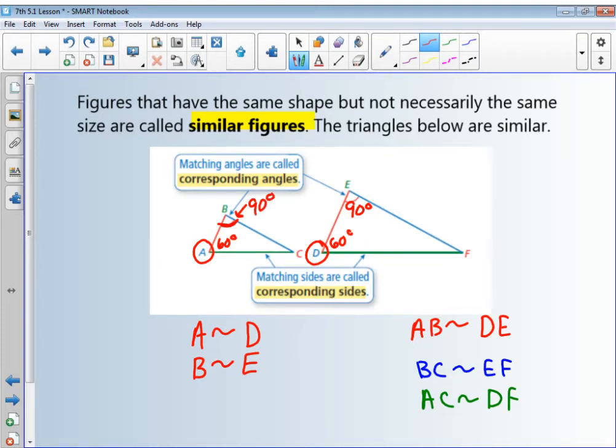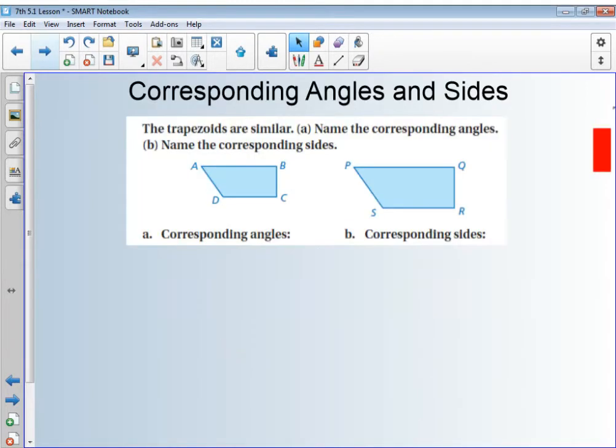Similar figures have the exact same angle measures. Our last set of corresponding angles would be C corresponds to F. And once again, if I knew that F was 30 degrees, then that means that C is also 30 degrees. If they correspond to each other and they are similar figures, then their degree measures will be the same. So we're going to go ahead and practice identifying corresponding angles and sides once again, and then I'm going to have you guys do one on your own.